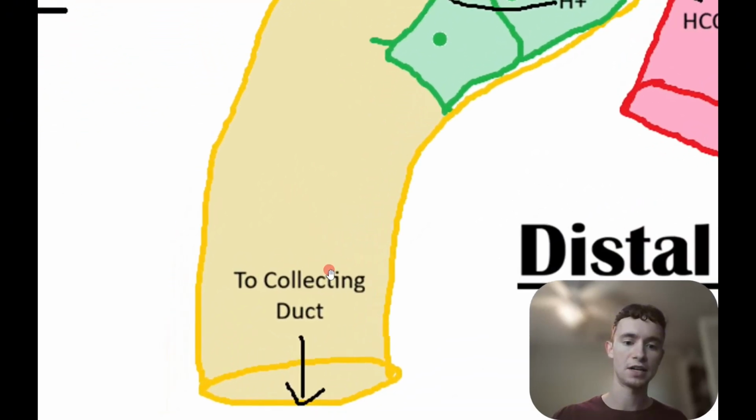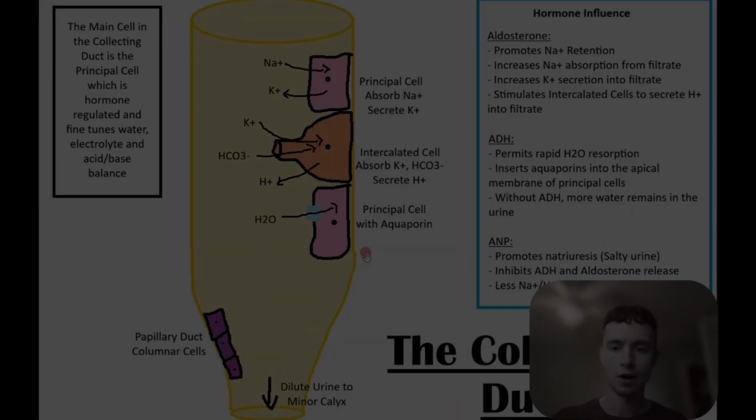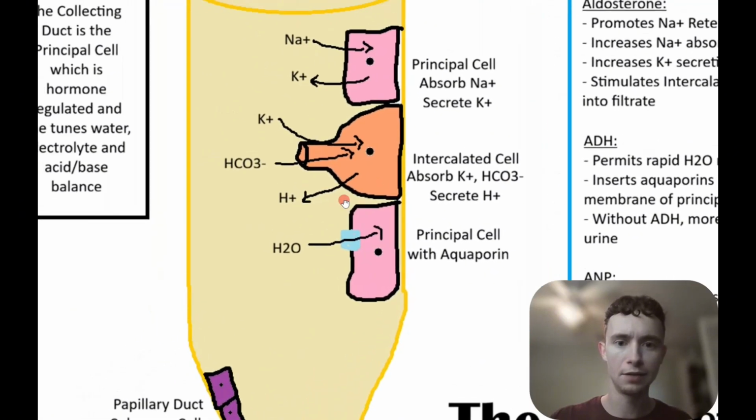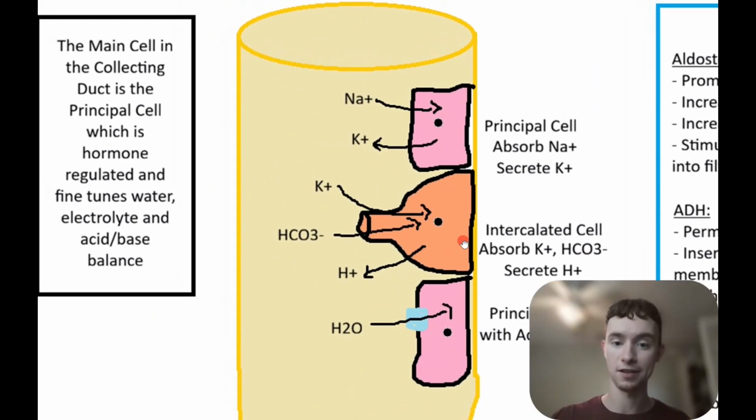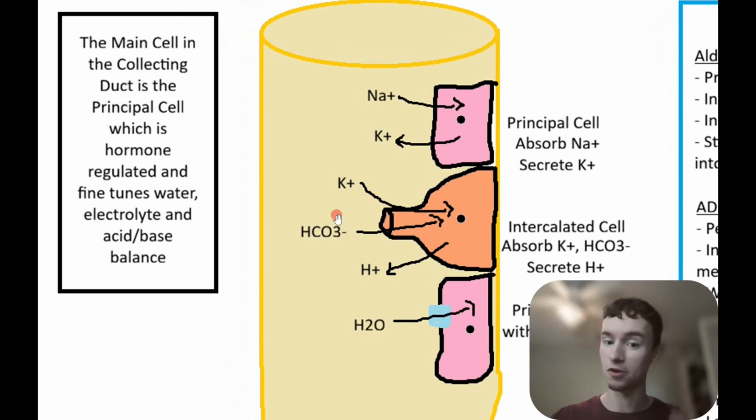So we can go on and continue to our collecting duct. All right, welcome to the collecting duct. We will begin by talking about the key cells that are part of the collecting duct. So this is the final portion of the nephron. We're almost done. And the last part of this is the final refinement process of the urine, okay?